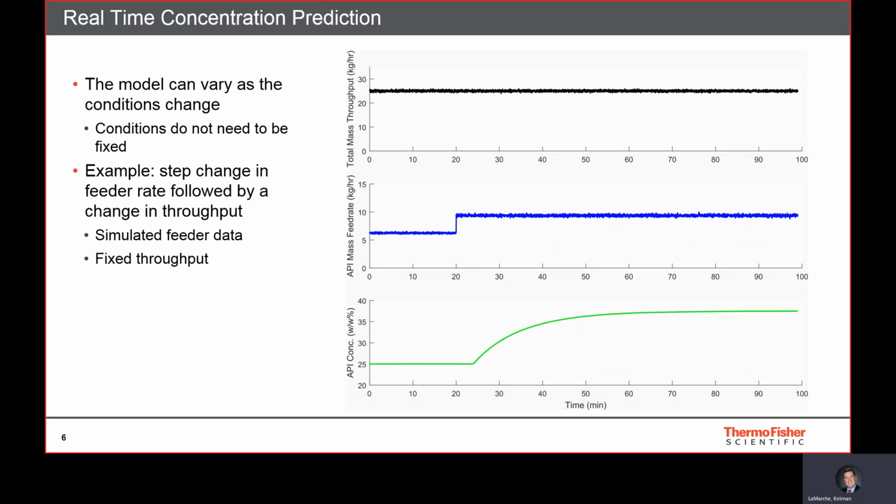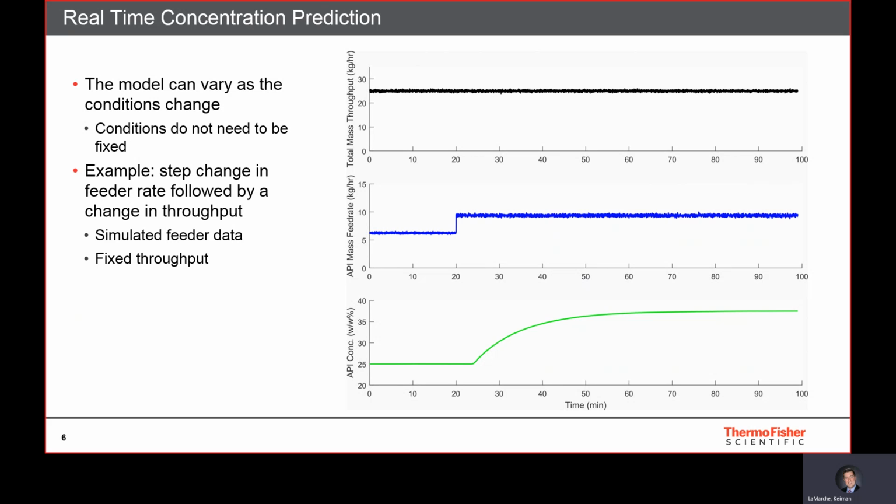the feed rates. The API feeder's feed rate and the process model prediction of the system output concentration are also shown here. The calculation is carried out in real time, or can be carried out in real time. Data from the feeders is input to the model, and API concentration is the output.